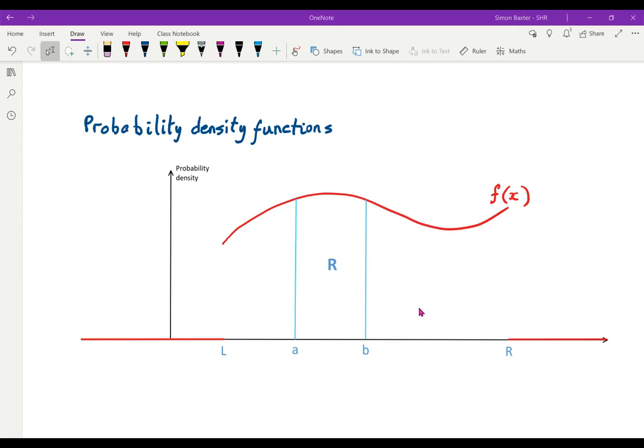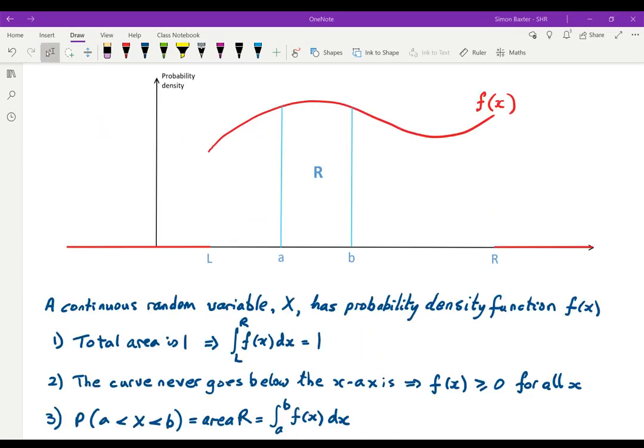We can use these curves in the same way as you used the normal distribution curve when we met it in S1: if I want the probability of being between A and B, I simply want the area of this part of the diagram, the area under the curve between A and B. I've summarized that here.